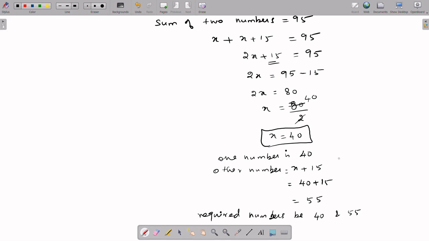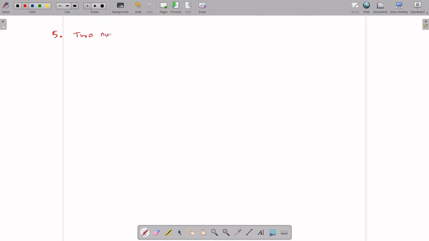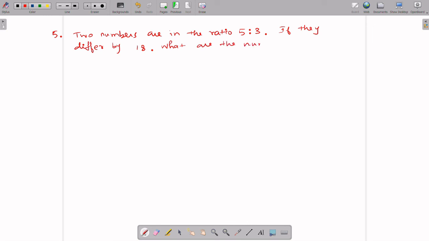And the next problem is: two numbers are in the ratio 5:3. If they differ by 18, the difference between these two numbers is 18, what are the numbers? We have to find those numbers. Now we will write the solution for that.